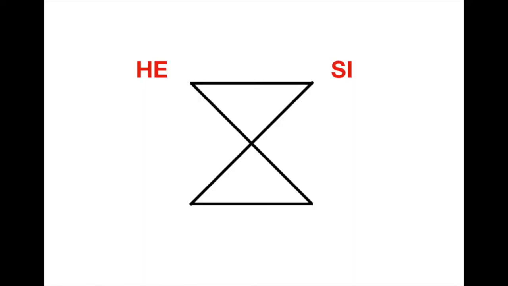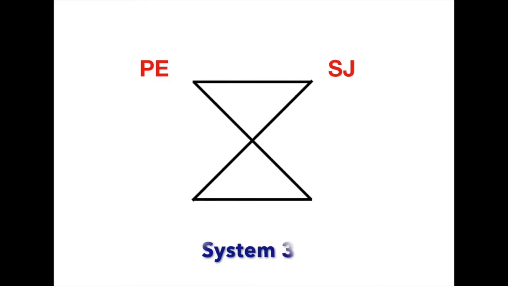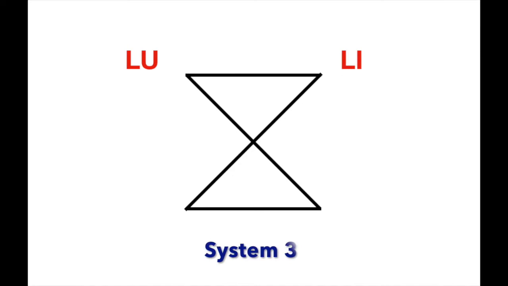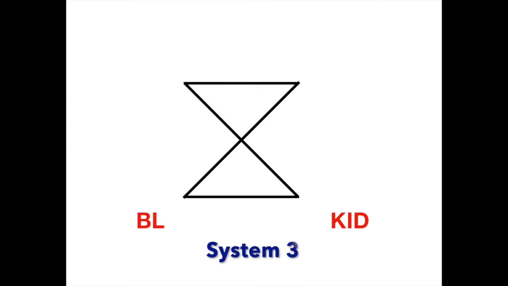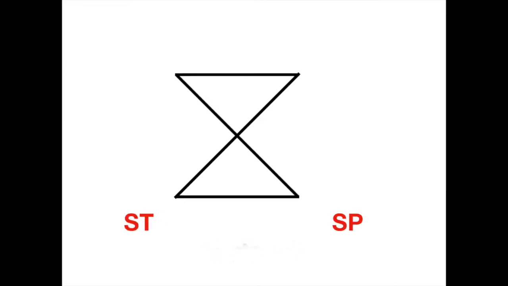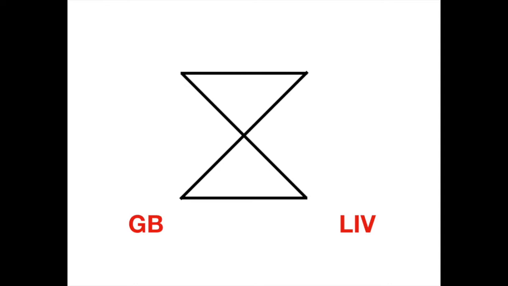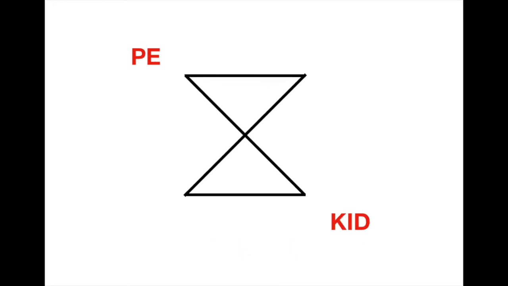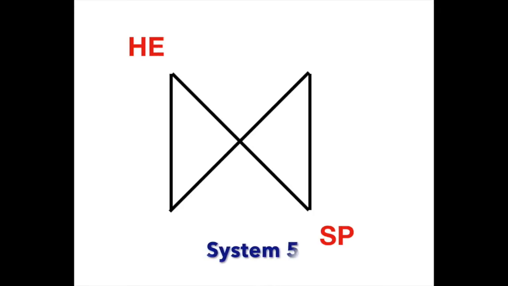So there are relationships between heart and small intestine according to system 3, pericardium and Sanjiao according to system 3 as well, for both structures A and C. According to system 3, lung and large intestine are related, and the same for bladder and kidney, stomach and spleen, gallbladder and liver. We can see relationships between pericardium and liver on the diagonal according to system 1, and pericardium and spleen according to system 5, as well as heart and spleen.